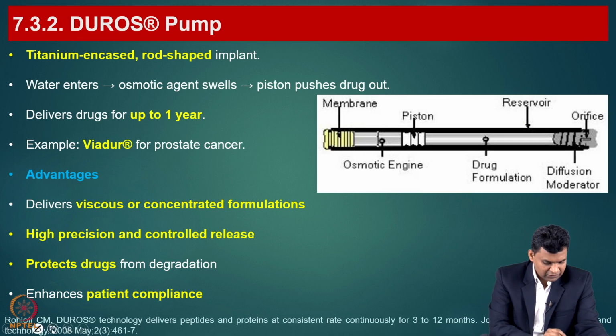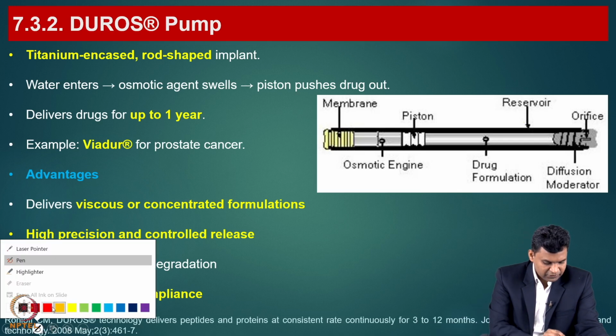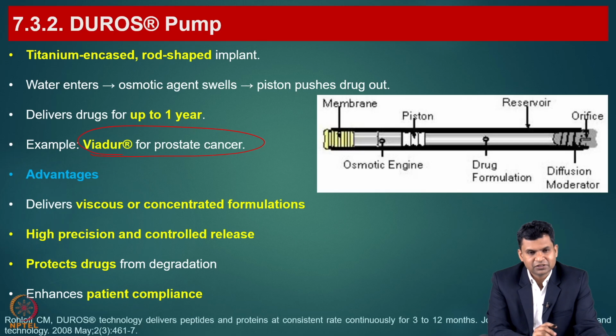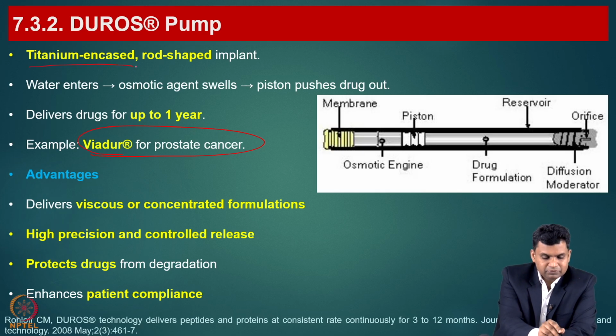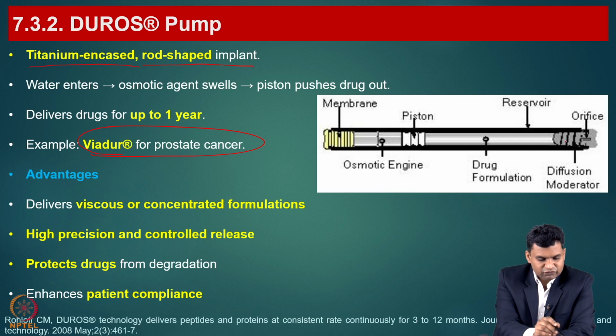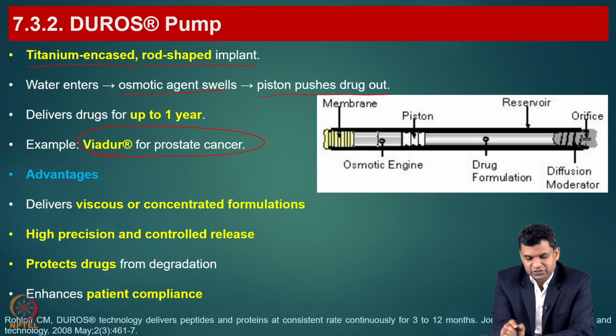DUROS systems are also products available in the market. You can see here Viadur, which contains the DUROS system, which will help for prostate cancer. We know cancer requires chemotherapeutic treatment for a long time, because it comes under chronic treatment. So, it contains a titanium encased rod shaped implant. Now, you can see in the picture. So, water enters, the osmogen agent swells, then the piston pushes the drug out.